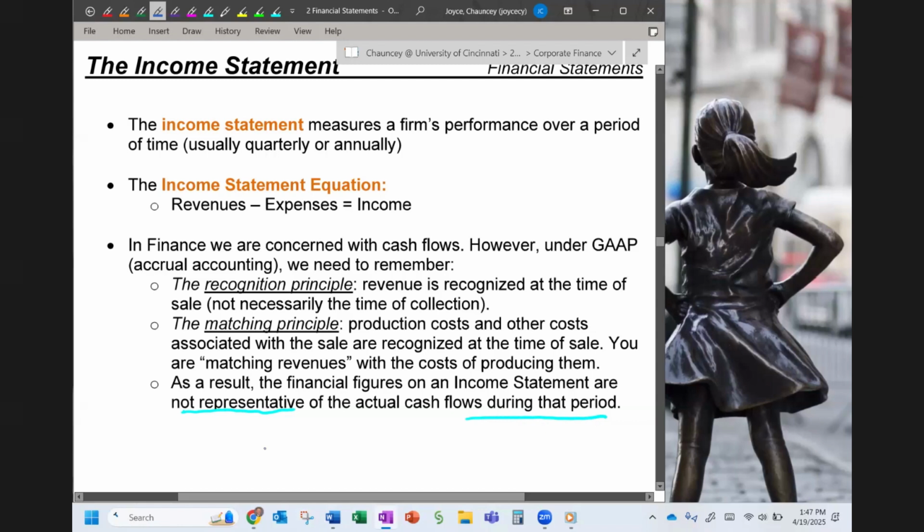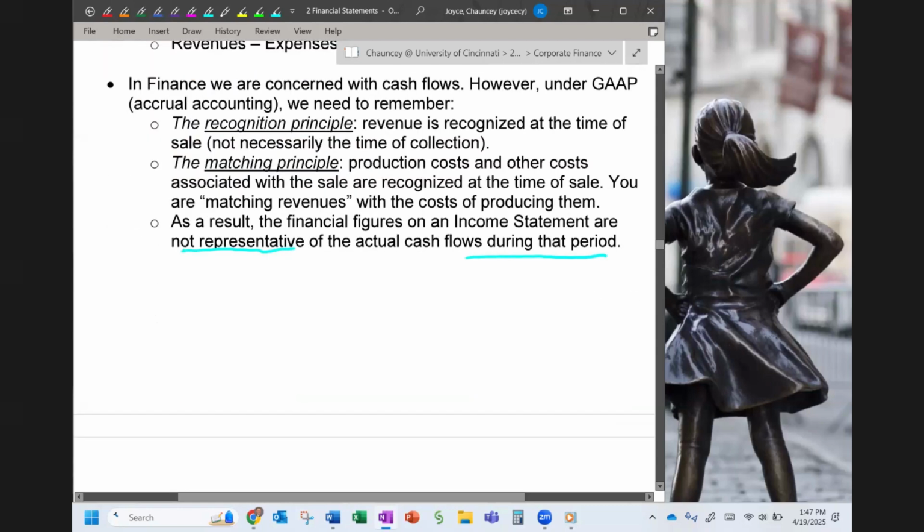As a result, the financial figures on an income statement are not representative of the actual cash flows that occurred during the period. So often in finance, we're going to take these income statements and make some adjustments for this cash factor, even though we have some elements listed on the income statement. If those aren't cash basis, we're going to have to make some adjustments because, again, in finance, we care about cash flow. And so we need to keep that in mind.